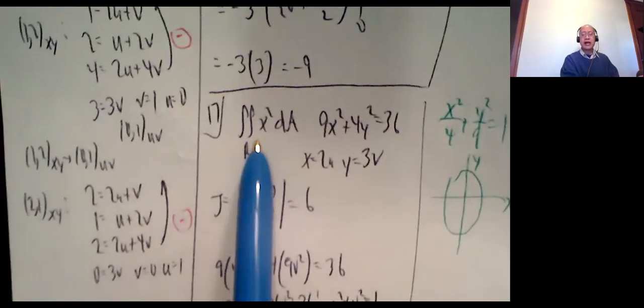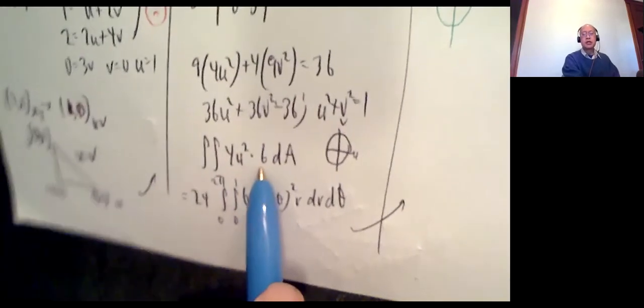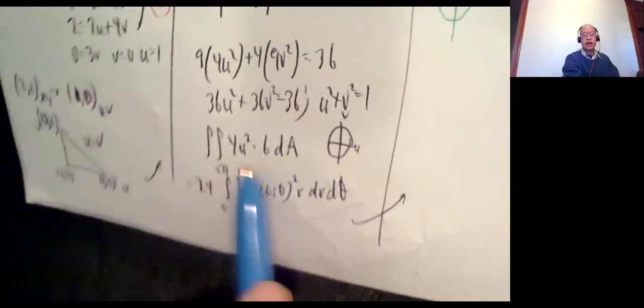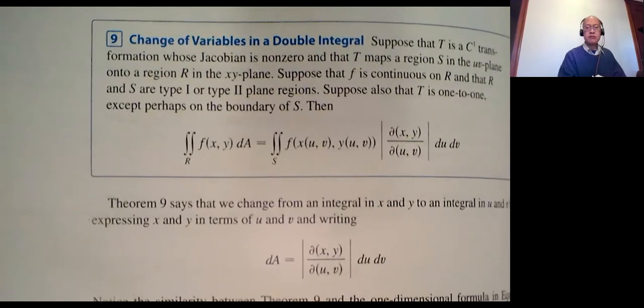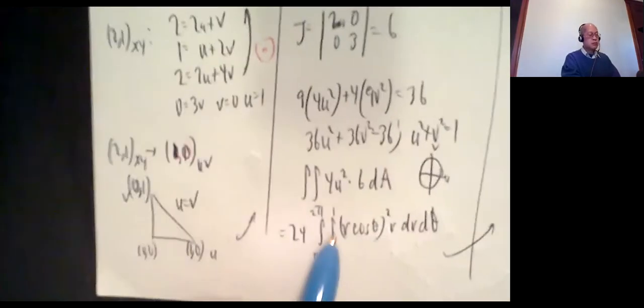All right, so I'm integrating x squared. X squared is 2u quantity squared. That's a square there. Sorry, but it doesn't look like it. So 2u squared is 4u squared times the Jacobian, 6, dA, the extra multiplication factor, right? And what I'm doing here is this thing, page 1056. Change x and y to u and v, multiply by the Jacobian, or strictly speaking, absolute value of the Jacobian, and then du dv.